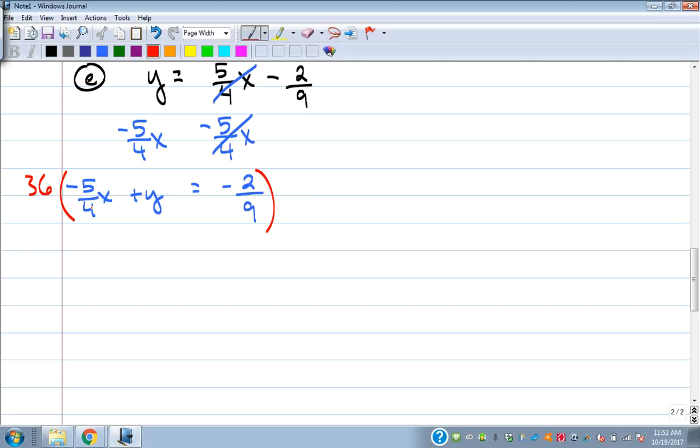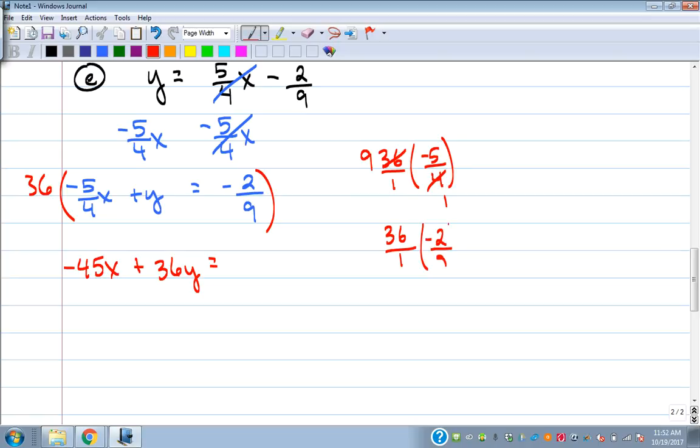36 times negative 5 over 4. 36 over 1. You can use a calculator. I'm fine with that. 4 goes into itself once, into 36, 9 times negative 5 is negative 45x. The y, that one should be the easiest one, 36y. And then we're saying 36 over 1 times negative 2 over 9. Be negative 8, wouldn't it? Got rid of the fractions. Got us a standard form problem.